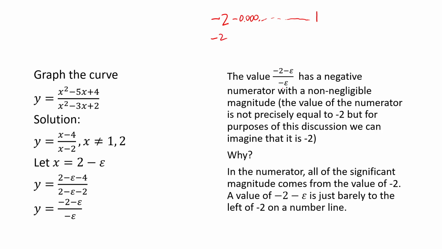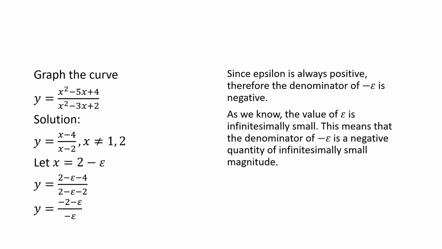That's what we mean when we say the value is non-negligible. It still has substance to it. Okay, it's still fairly large, so to speak. After doing this calculation, the value of that numerator is not precisely equal to -2, but for purposes of this discussion, we can imagine that it is -2. Maybe a simpler way of saying this is a value of -2 minus epsilon is just barely to the left of -2 on a number line. Okay, so if you have that kind of straight in your head, we can proceed.